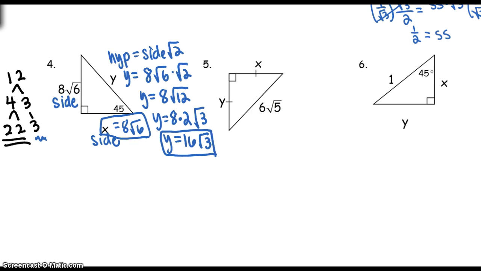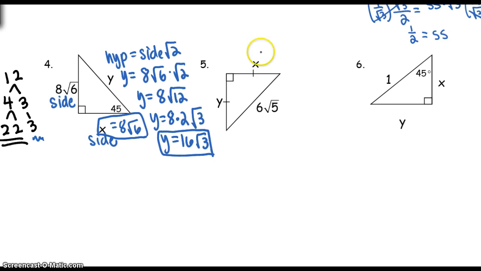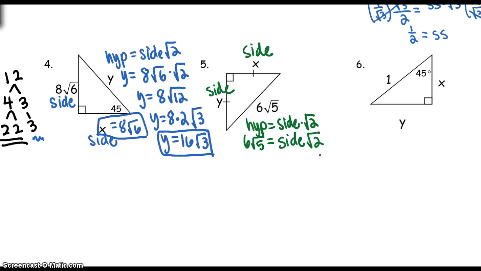So let's look at number 5. On number 5, I've got side, side, and then my hypotenuse here, and we know the hypotenuse is the side times root 2. Like that. Well, we know the hypotenuse here. It's 6 root 5. So 6 root 5 equals the side times root 2. To get the side alone, we have to divide both sides by root 2. So 6 root 5 over root 2. However, you're not allowed to have a radical in your denominator. So in order to get rid of it, we're going to have to multiply the top and bottom by a root 2. It's called rationalizing your denominator.